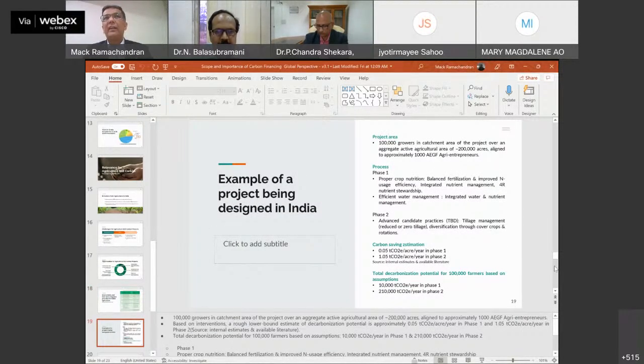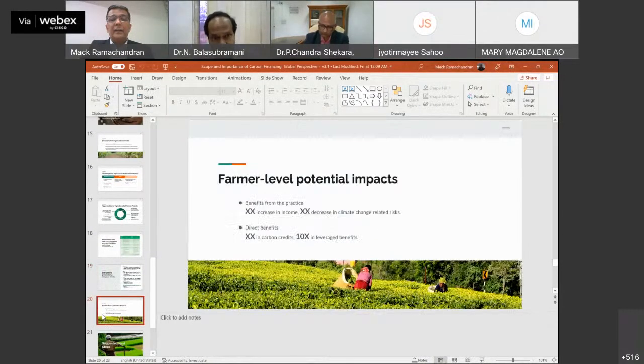Thanks to Syngenta Foundation and Agoro, we're designing a project in India with 100,000 growers. We're looking at some very basic climate smart practices like balanced fertilization, integrated nutrient management, efficient water management, moving slowly to slightly more advanced like no-till farming, cover crops, etc. And we hope to save around 200,000 tons when the project is fully operational, about 2.5 years. But we also benefit from a lot of local experts from these two foundations that have been involved in agriculture for decades in India. So just to give you a sense of an actual project that's being designed.